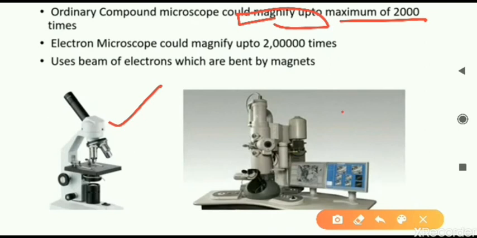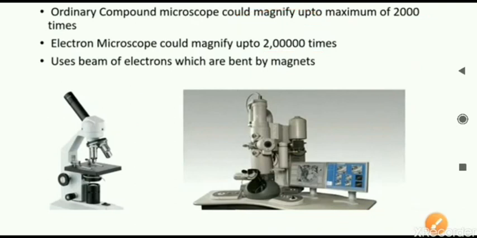The modern, most advanced ones are the electron microscopes. These can magnify much greater, even up to 2 lakh, that is 200,000 times. Here a beam of electrons is used, which is bent by magnets. We don't have to go into the working of this, so we'll leave this here. Just remember that the most advanced microscopes are electron microscopes.